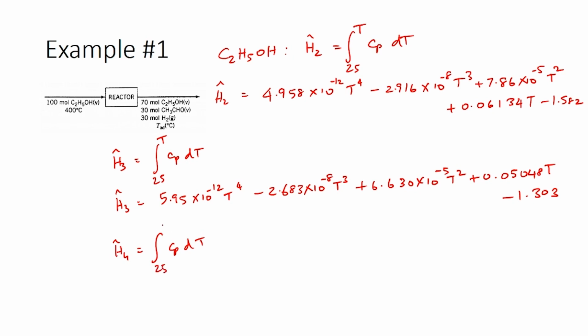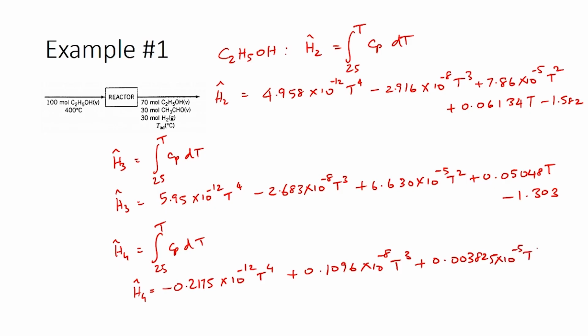Similarly, we can calculate the value for H4 cap, which would be the integral of Cp of hydrogen gas dT from 25 to T temperature. So, your H4 cap is actually equal to minus 0.2175 times 10 power minus 12 T power 4 plus 0.1096 times 10 power minus 8 T cube plus 0.003825 times 10 power minus 5 T squared plus 0.02884 T minus 0.7210. Please perform these calculations by yourselves and try to get the values.